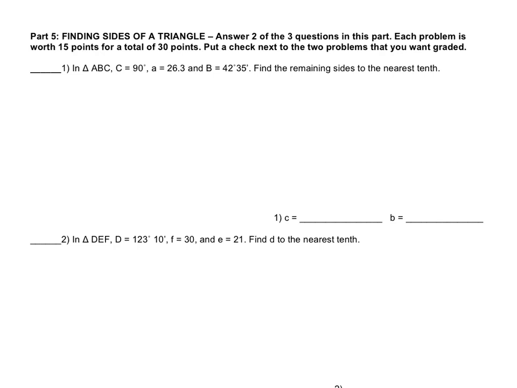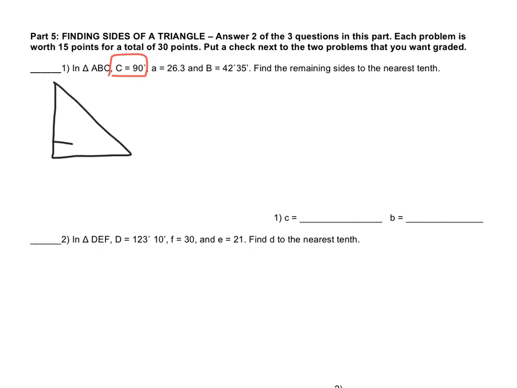Hello students, in this video I'm going to be reviewing the Trig Trimester 1 exam from 2016, Part 5, Finding Sides and Sometimes Angles of a Triangle. Number 1, in triangle ABC, and here's the key, capital letter C is 90 degrees. Remember, the capital letters are the angles, the lowercase letters are the sides. So here we're dealing with a right triangle.